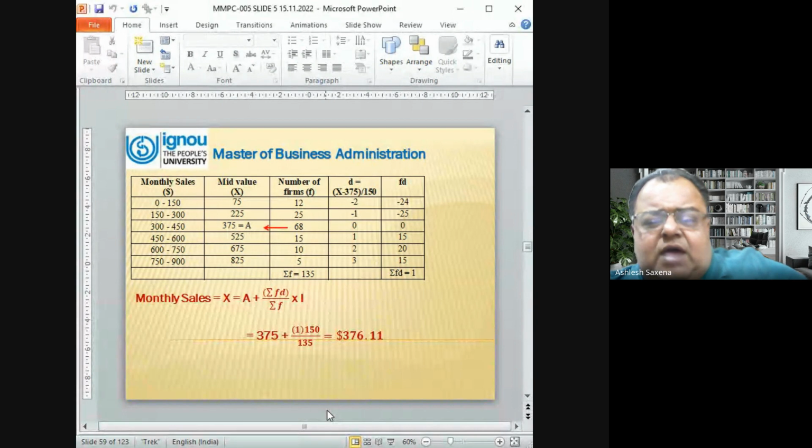Is the slide visible now? So it's visible.